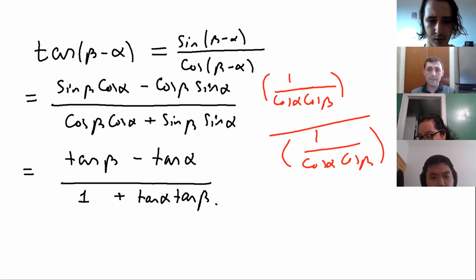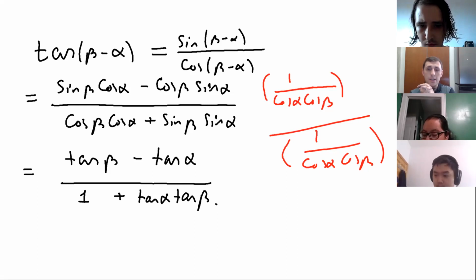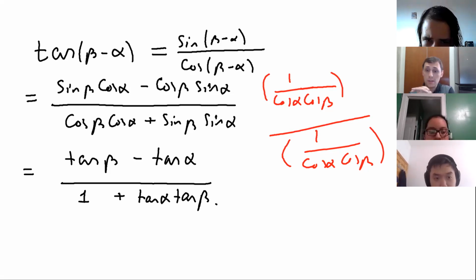That's the formula for difference of angles in tangent. Clear? You understand, guys? What motivates it? Very simply, I know that if I have sine and cosine, tangent is produced by dividing by cosine. So I divide by all the cosines I possibly can divide by, and I get this formula.